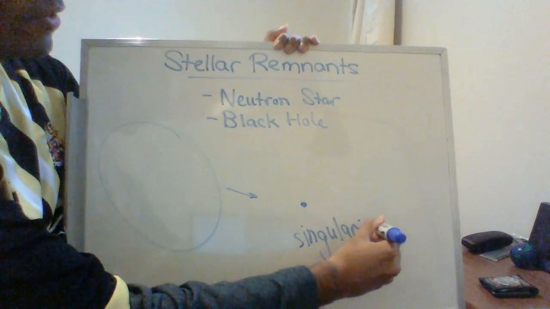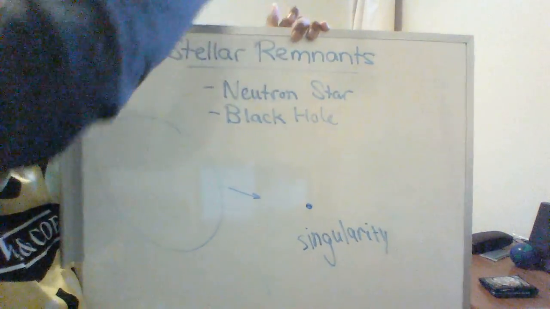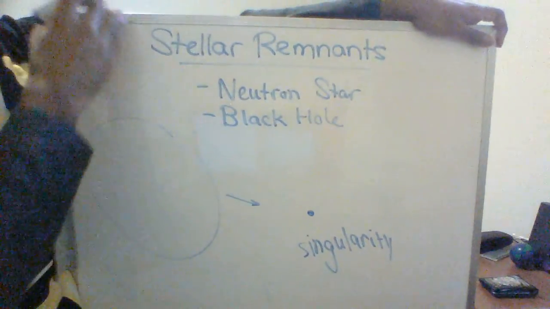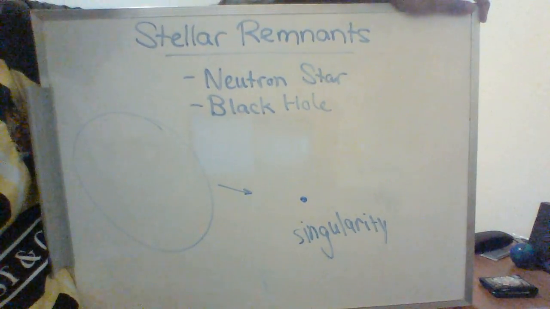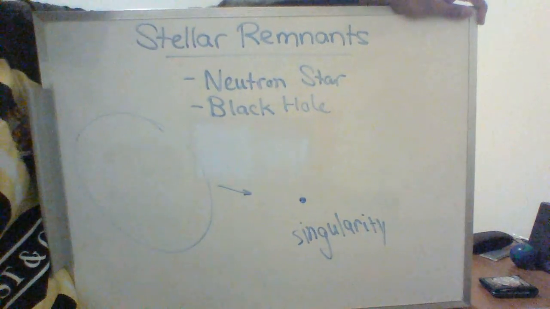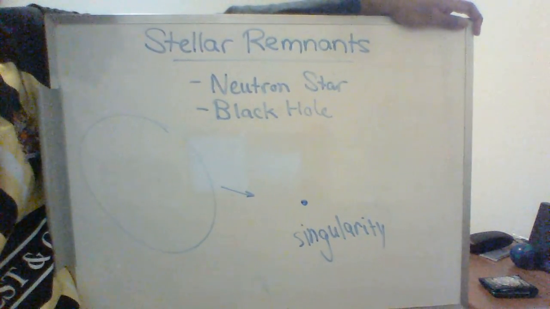Now, for Earth, if you were to compress the mass of Earth down so small that you were to get a black hole, it would have to be about the size of a peanut, if that gives you an example of what kind of compression you're dealing with. If you could compress the whole Earth down to the size of a peanut, you'd have a black hole.